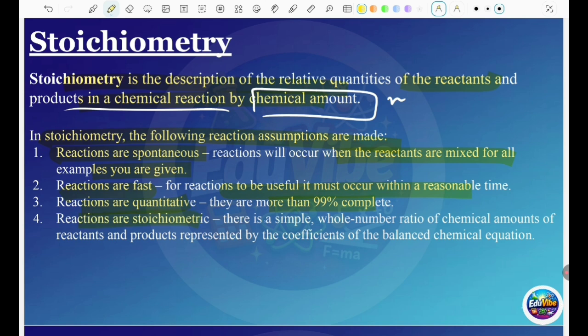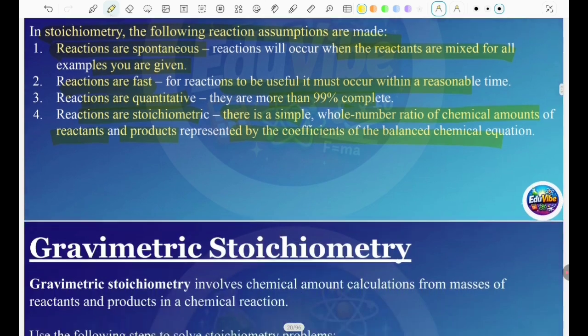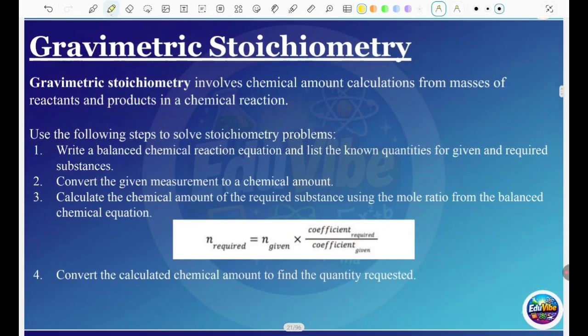And the reactions are stoichiometric because there is a simple whole number ratio of chemical amounts of the reactants and products, represented by the coefficients of the balanced chemical equation. We already did those things. We just recap those things in another form. Today we're doing gravimetric stoichiometry, which is basically simple when we use the coefficients. So this involves chemical amount calculations.